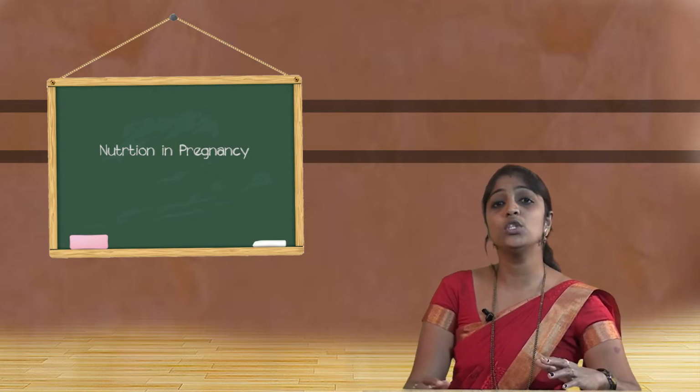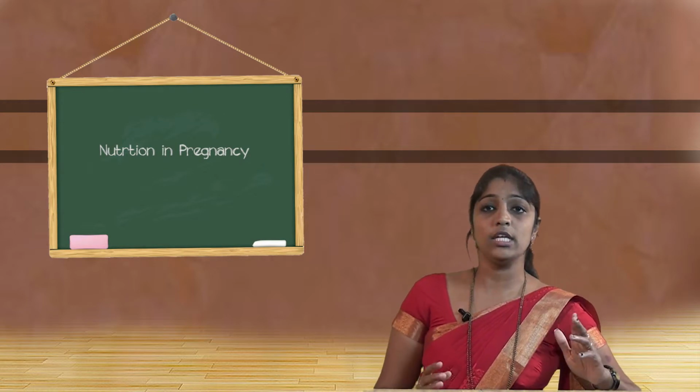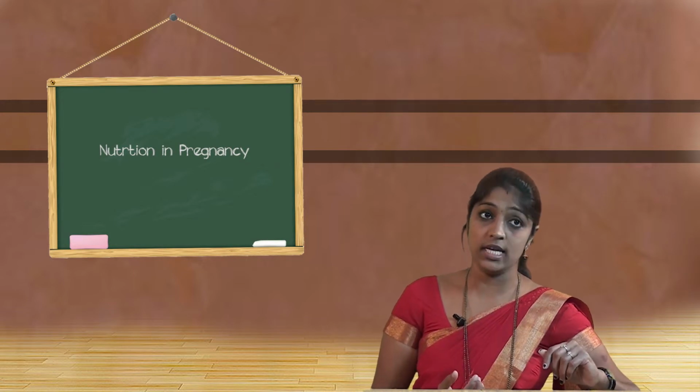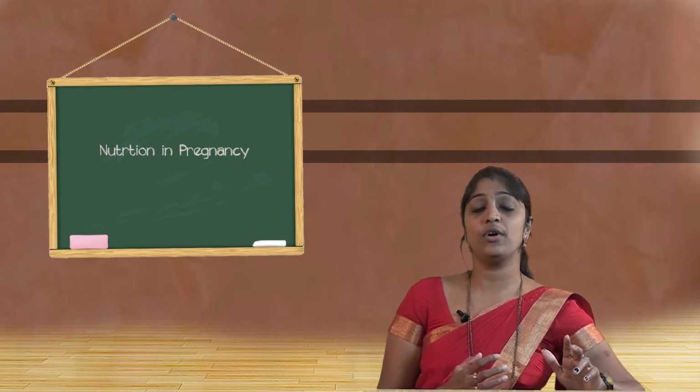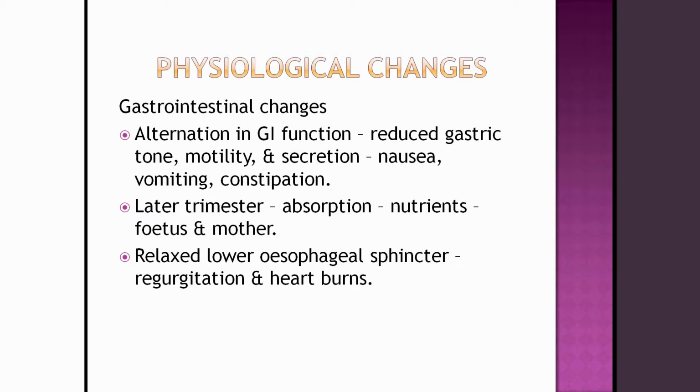Now coming to the physiological changes happening during pregnancy. The first thing mainly related to nutrition is gastrointestinal changes. Because of the alteration in GI function, there will be reduced gastric tone, motility and secretions, which will cause nausea, vomiting and constipation in pregnant women. Later in the trimesters you can see increased absorption of nutrients because of the needs of the fetus and mother, and there will be a relaxed lower esophageal sphincter. Because of the regurgitation, heartburn will happen.